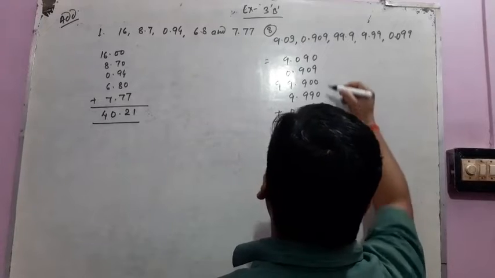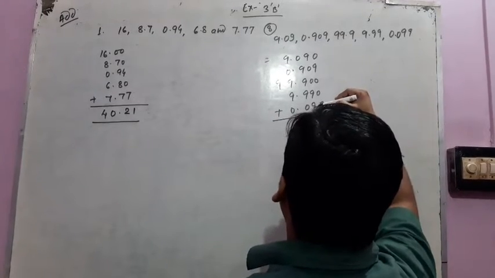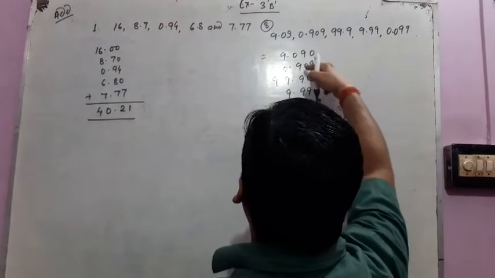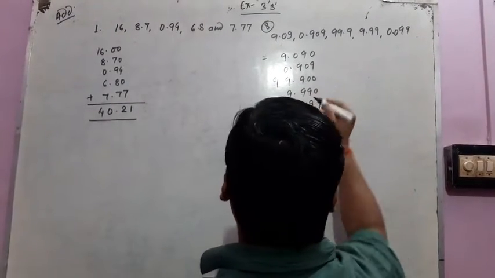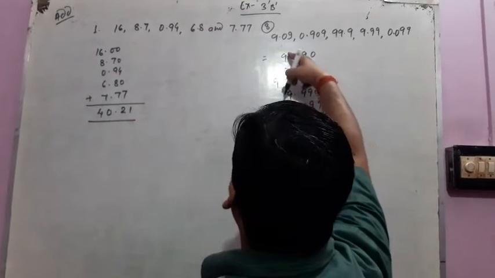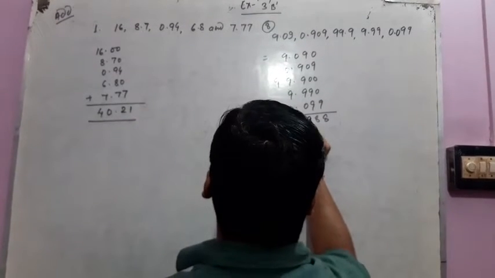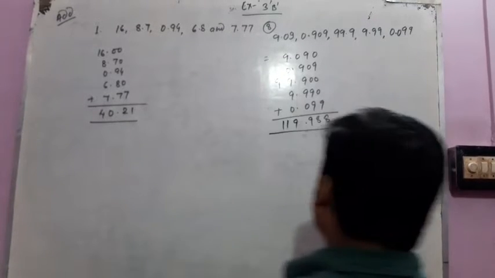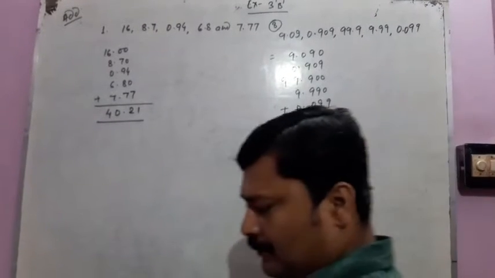9 and 9 is 18, 1 in the hand. 9 and 3 are 27, 9 and 18 and 27, 1 and 28, 2 in the hand. 9 and 3 are 27 and 2, 29, 2 in the hand. 9 and 9 is 18, 18 and 27 and 2, 29, 2 in the hand. And 9 and 2 is 11. The answer is 119.988.